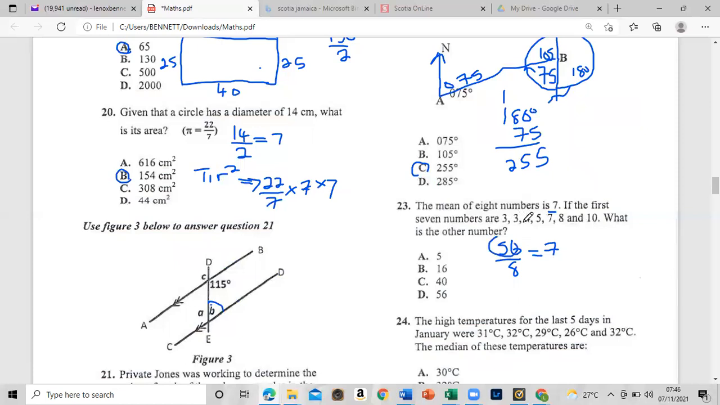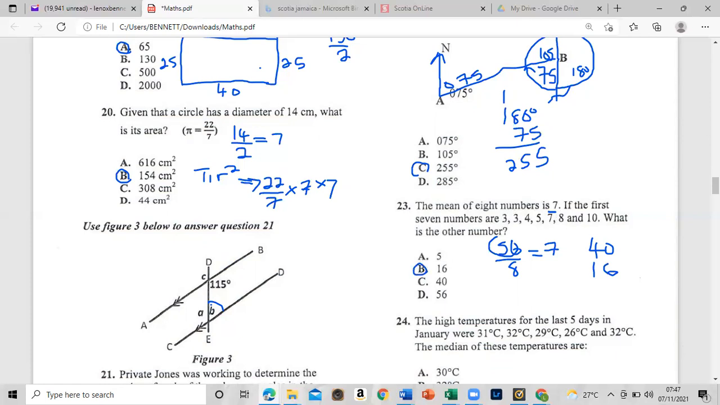So the total is supposed to be 56. I'll add them here: 3 plus 3, 6, that make 10, 15, 22, 30, 40. So the total for this is 40, and I'm assuming that is 7 numbers. Let me check it with 1, 2, 3, 4, 5, 6, 7. So we need 16 more to make 56. All right, good. So this is E.